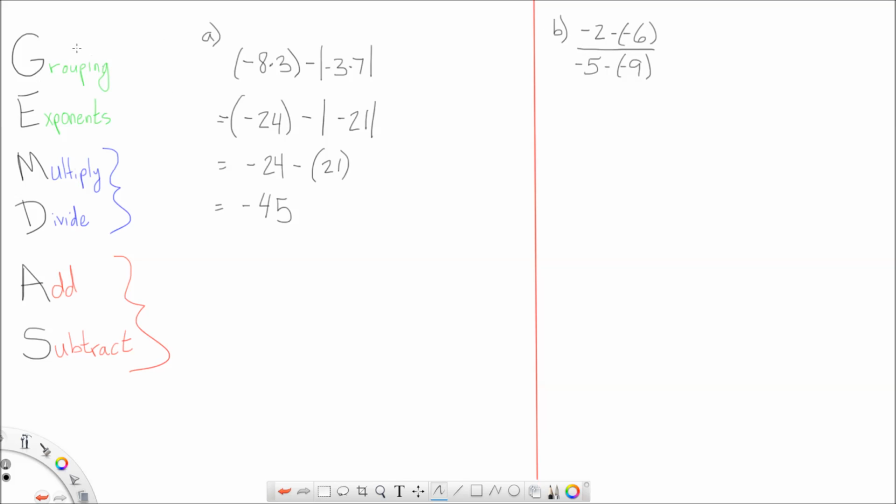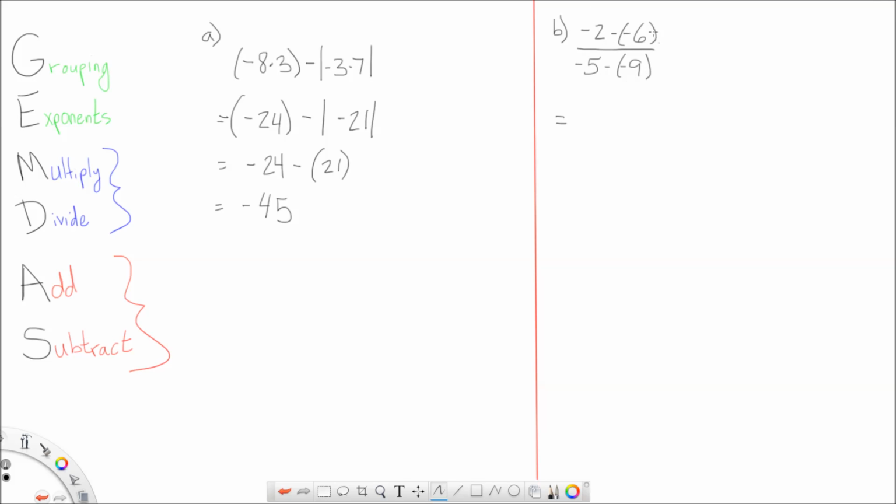Alright, and now if we look at this example on the right, just like I said that division can be a grouping, here we have some complicated stuff in the numerator and some complicated stuff in the denominator. So we're going to leave this division for now, and we're going to simplify each one. Alright, so now just worry about the numerator for now.